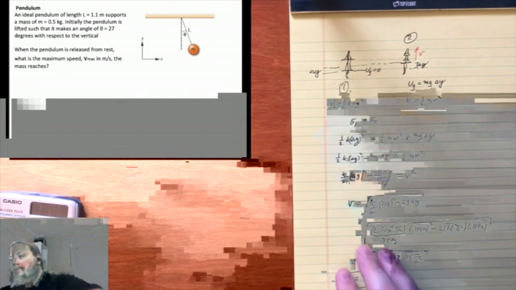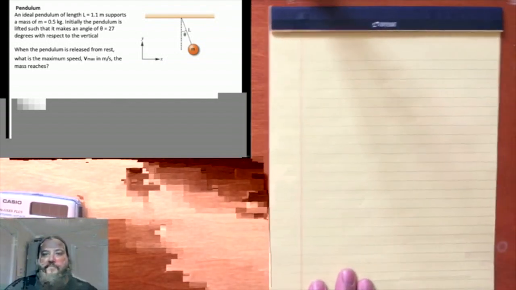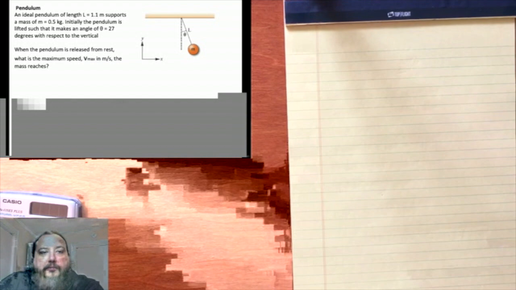All right, let's try another one. This one says, an ideal pendulum of length 1.1 meters supports a mass of 0.5 kilograms. Initially, the pendulum is lifted such that it makes an angle of 27 degrees with respect to the vertical. When the pendulum is released from rest, what is the maximum speed in meters per second that the mass reaches?